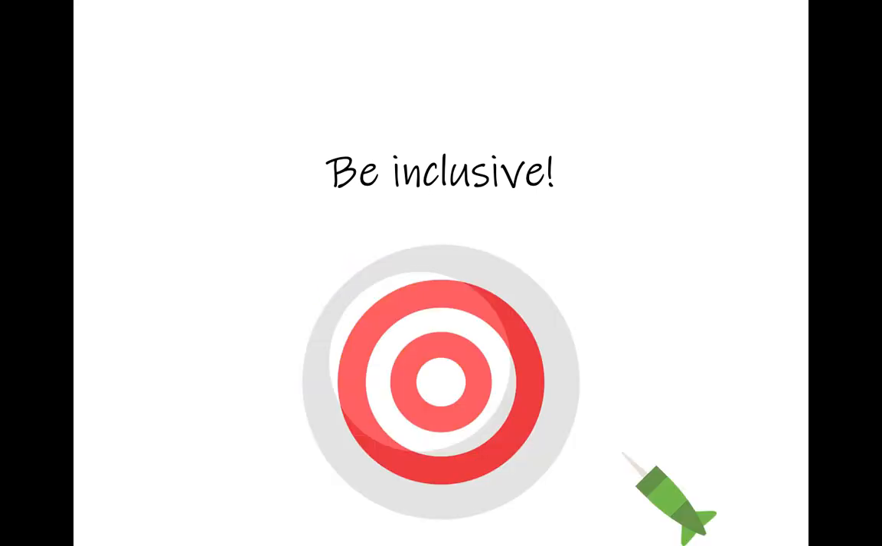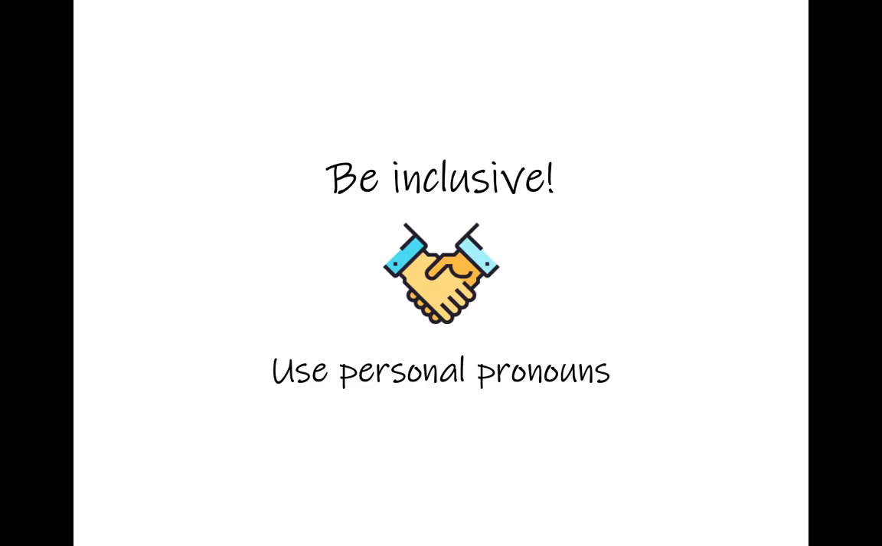Step 3. You have to be inclusive. Don't sound like an ad campaign. Target the right people and have them partner with you. A little tip we offer is to use personal pronouns to emphasize the partnership. And the last step is step 4, which could arguably be the most challenging one of all.